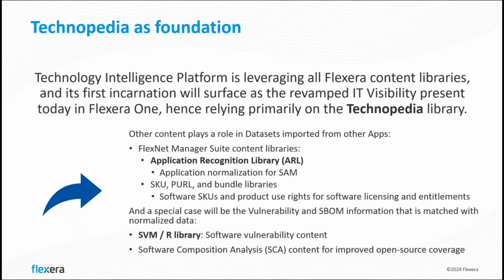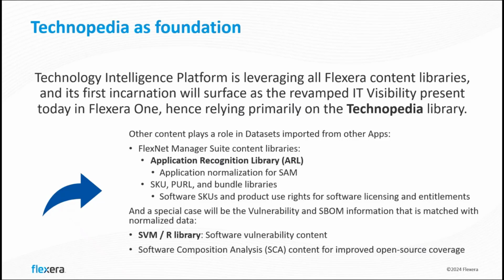For instance, the application recognition libraries that you may know from the FlexNet Manager Suite on-premise or the Flexera One IT Asset Management solution. Application normalization in that context happens from a software asset management perspective, but we also have SKU and product use rights libraries and bundles of these as part of our content libraries. Software SKUs and product use rights are key to facilitate the software asset management use cases and license optimization in that context.